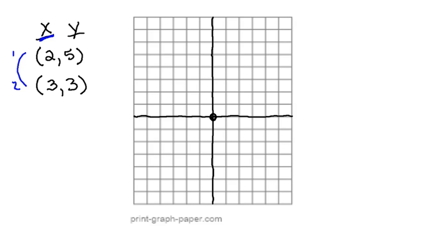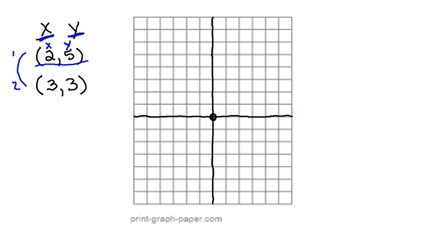They're in alphabetical order of X and then Y. So the Y is always second. So let's start at this first one, the top one, the 2 and the 5. So 2 would be X and 5 would be Y.